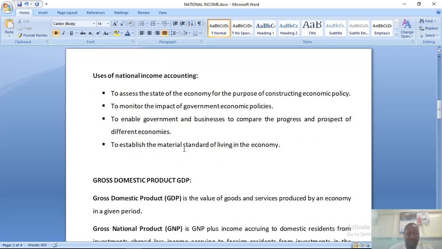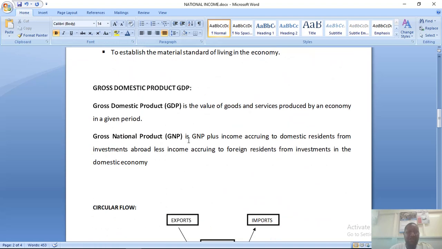Let's look at what GDP is. The definition of GDP. GDP is simply the total value of goods and services produced by an economy in a given period. Of course, this period is a period of 1 year. So GDP, gross domestic product, is the total value of goods and services produced by an economy in a given period. Gross national product, which is GNP, is the measure of the value of goods and services produced by the nationals.